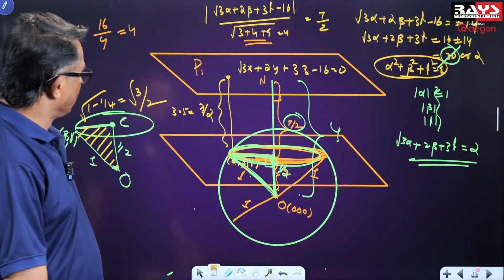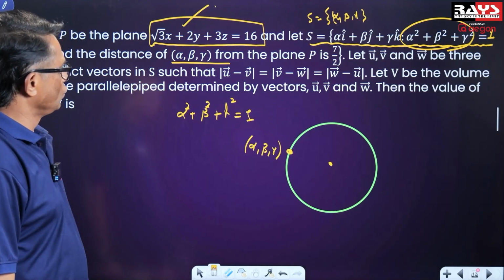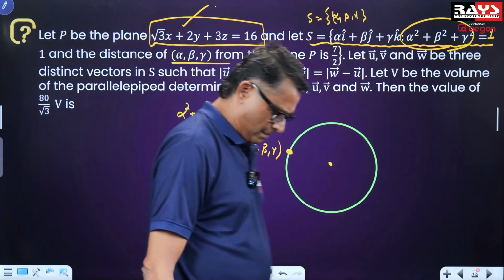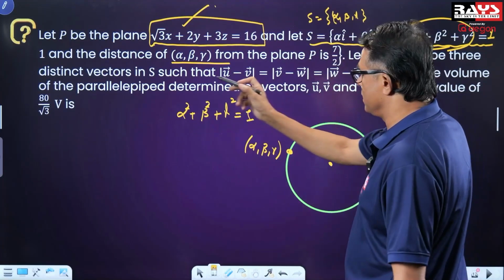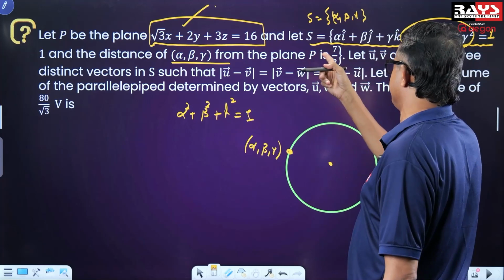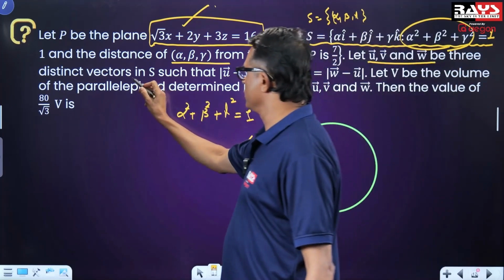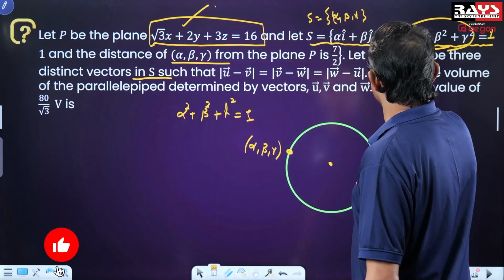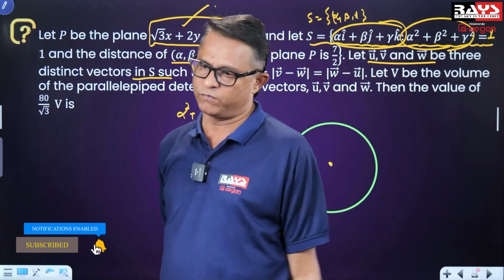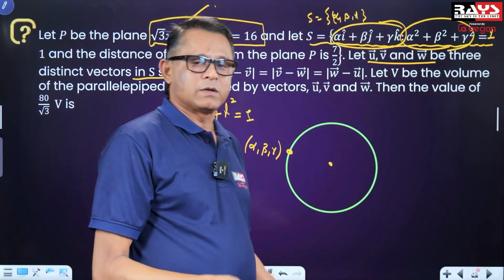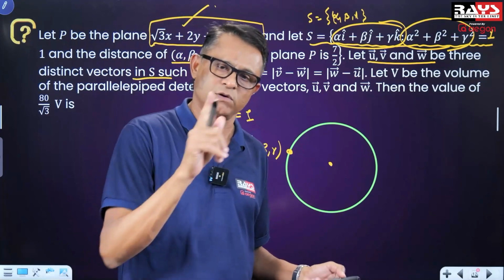Now see, what is given in the question? Now let U, V, W be three distinct vectors in S. U, V, W belong to S. So U, V, W are of the form alpha, beta, gamma. What is the property of alpha, beta, gamma? Alpha square plus beta square plus gamma square is equal to 1.